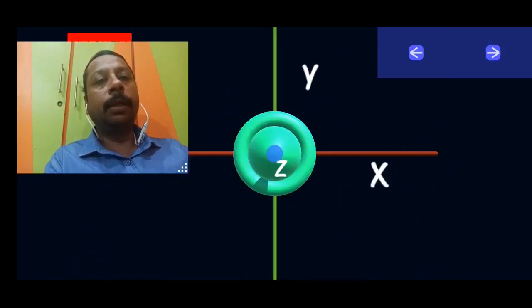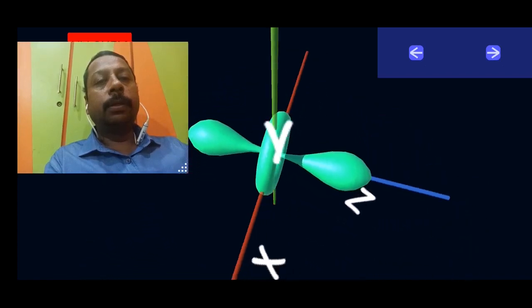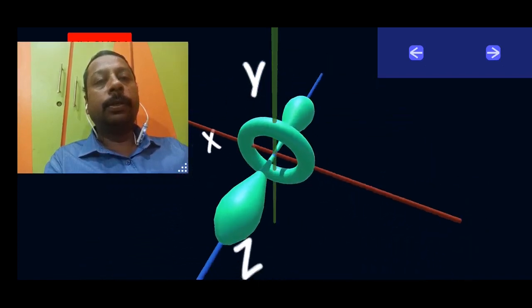Next and last orbital is dz square. Are you able to visualize it now, if you go through the 3D view of it? This is the shape.